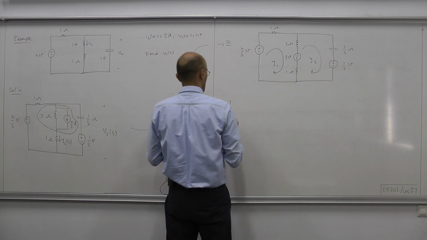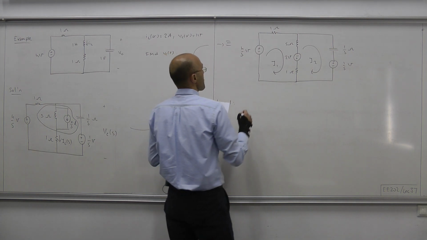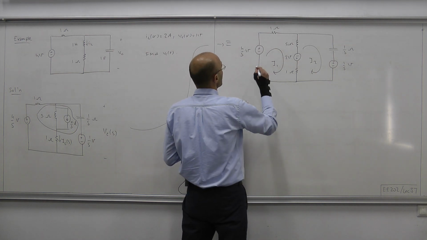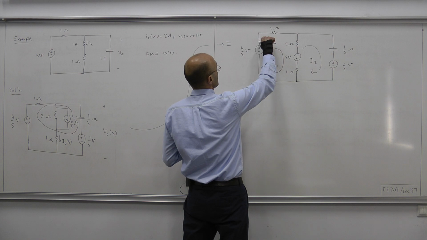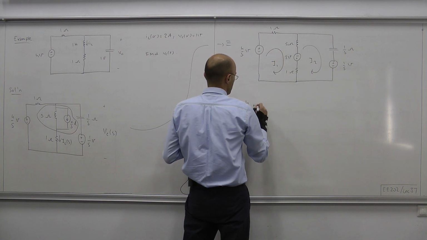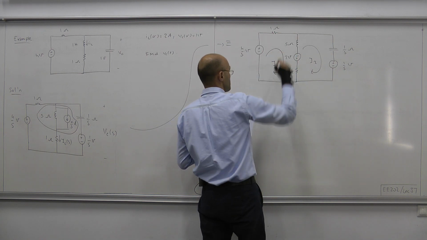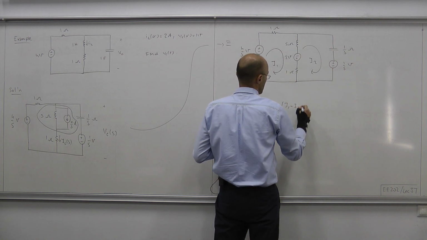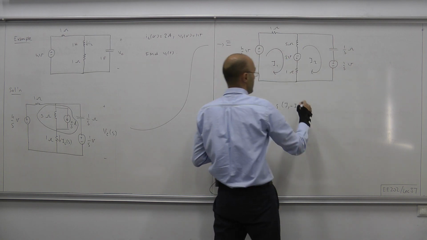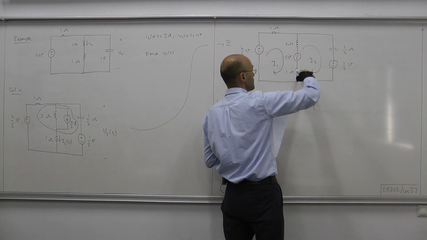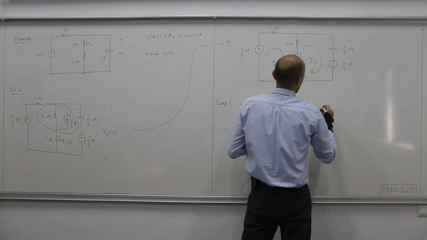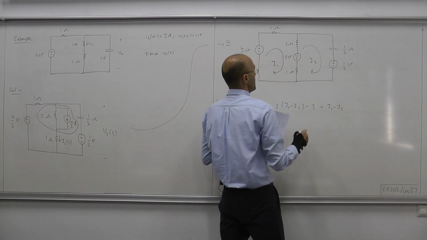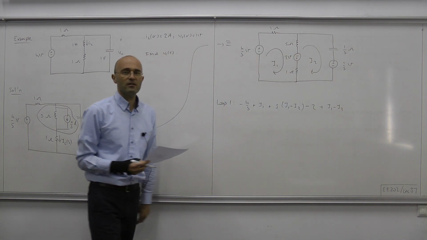Loop 1, or mesh 1. Starting from here, we have minus 4 over S, plus this voltage, 1 times I1. And then we are here, plus S times (I1 minus I2). And then we have minus 2. Then we have this voltage, which is 1 times (I1 minus I2), and that's it for the first mesh.